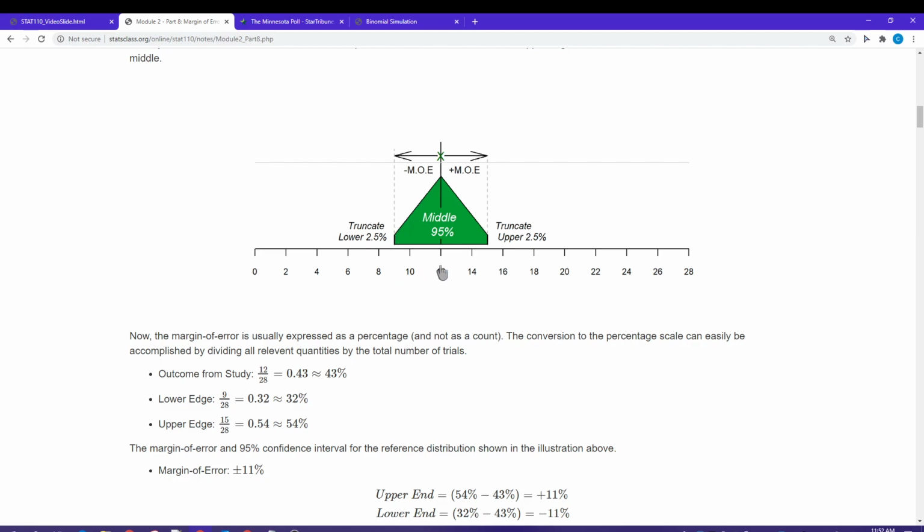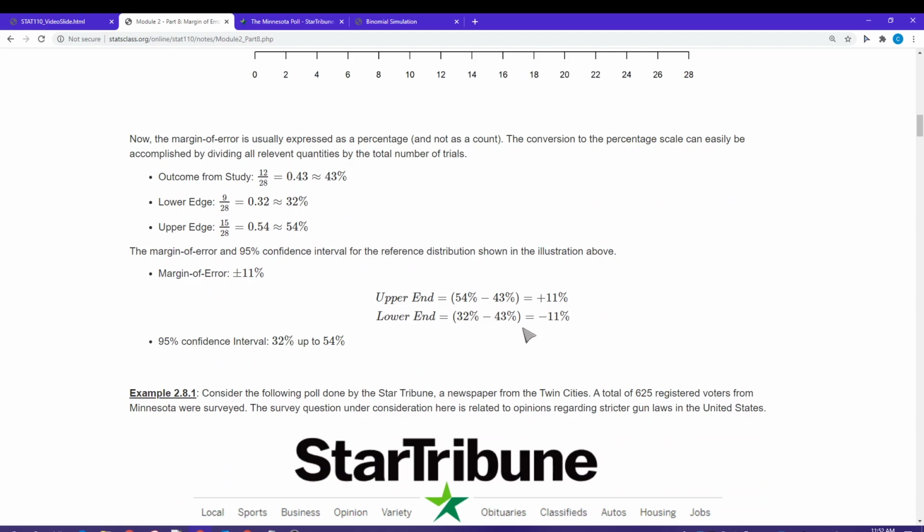That indicates that my margin of error to the left, or the minus margin of error, is simply going to be 43% minus 32%, which yields 11%. Likewise, the positive margin of error is going to be positive 11%. So in this example right here, I would express my margin of error as plus or minus 11%.